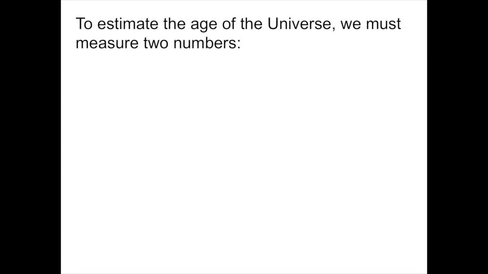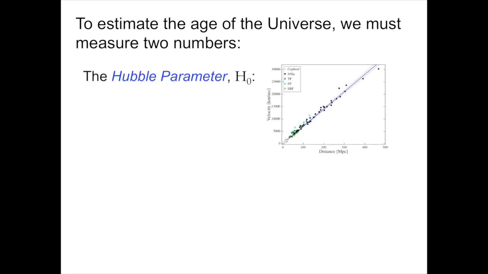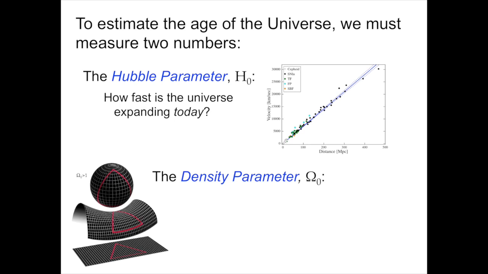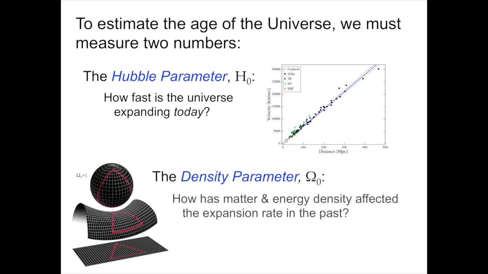To estimate the true age of the universe, we must measure two numbers. The first of these is the Hubble parameter H0, which asks the question, how fast is the universe expanding today? The second number is the density parameter, omega naught, which asks the question, how has matter and energy density affected the expansion rate in the past?